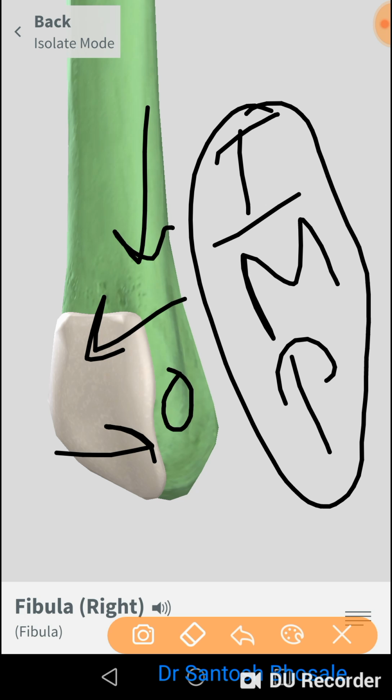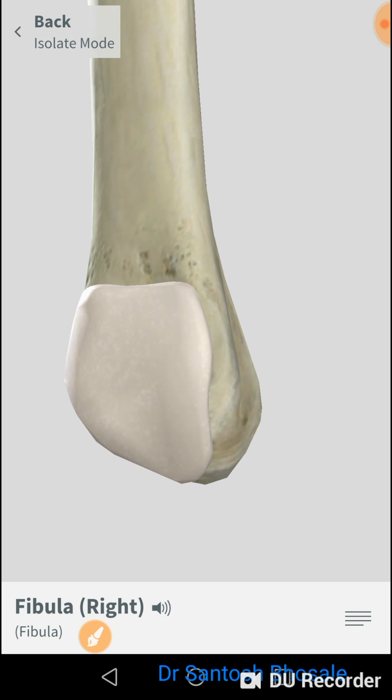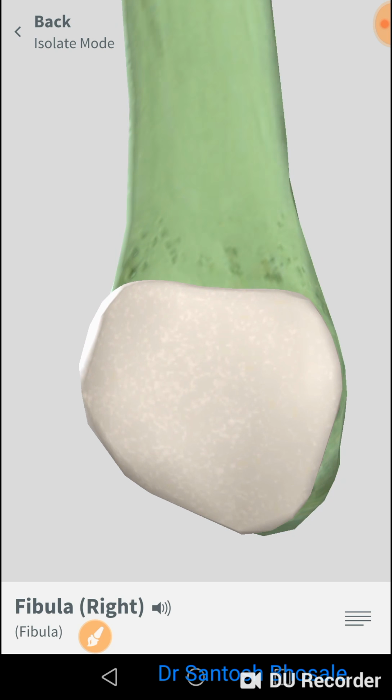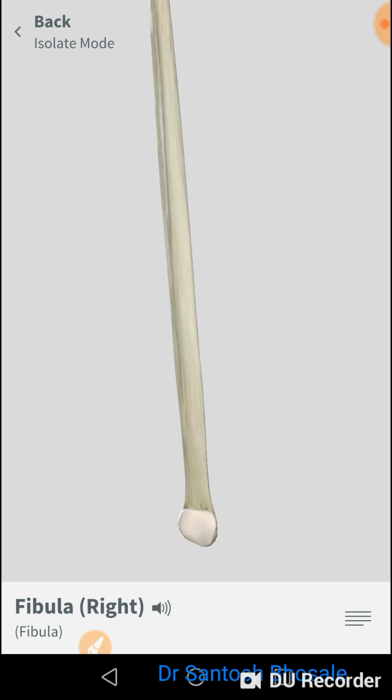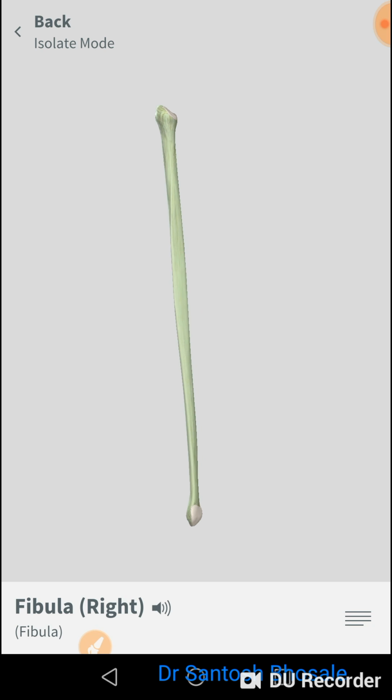This malleolar fossa is present in the lower end of the fibula. It is inferior, medial and posterior, and it helps you to identify the side of the fibula. The remaining articular part will articulate with the fibular notch of the tibia to form the inferior tibiofibular joint. So these are the attachments.